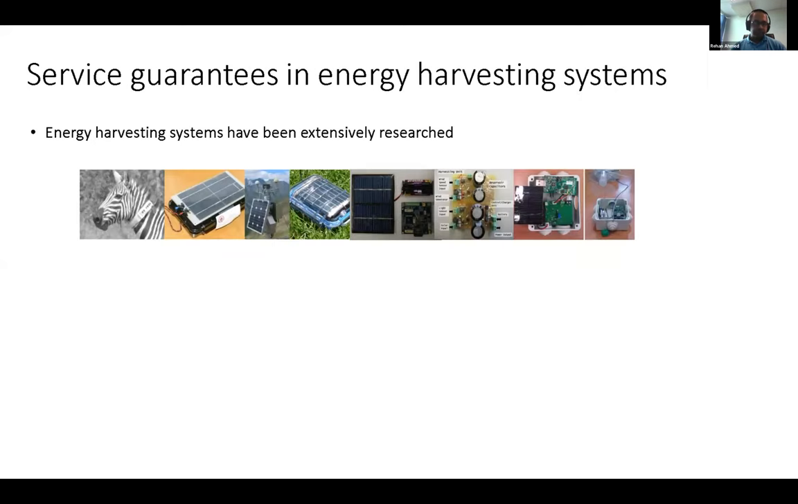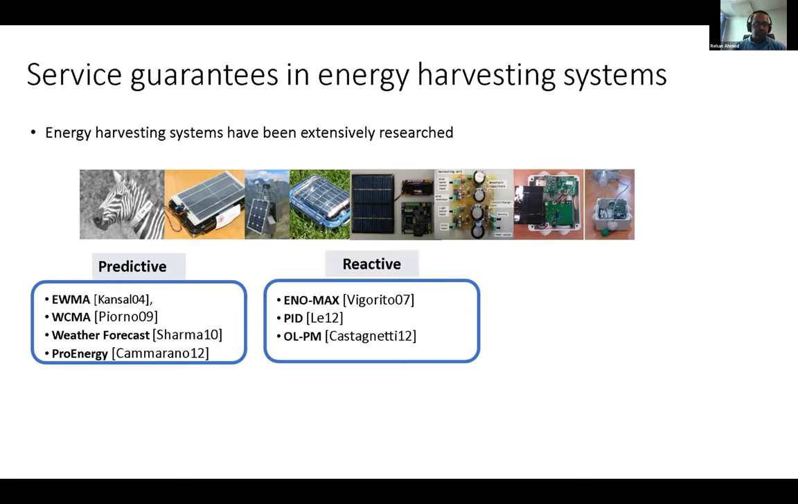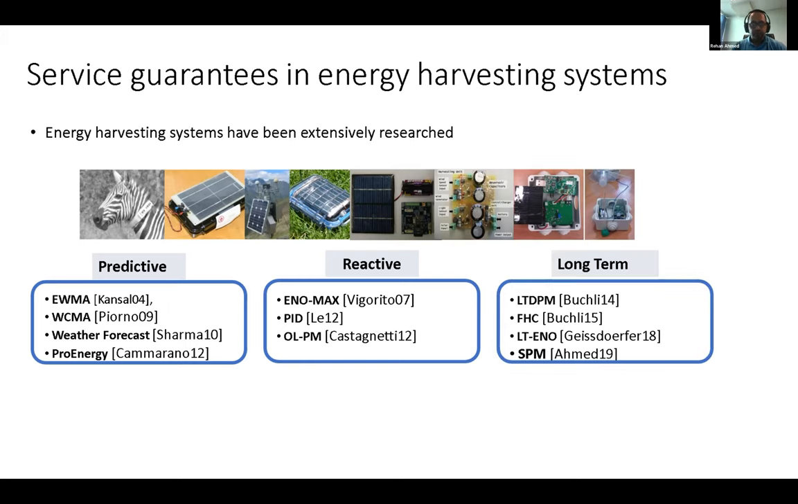So this research problem has been attacked by several researchers over the past decades. In general, people have come up with three domains of policies. First one is predictive, where researchers try to predict the amount of energy which will be received over the next certain time intervals, and based on the prediction, they try to model the power consumption. Reactive schemes are also there that try to modulate the system operation based on some modality, for example, the battery level. And more recently, some long-term schemes have also been produced that try to model the environment, and then based on the model, try to optimize the operation.